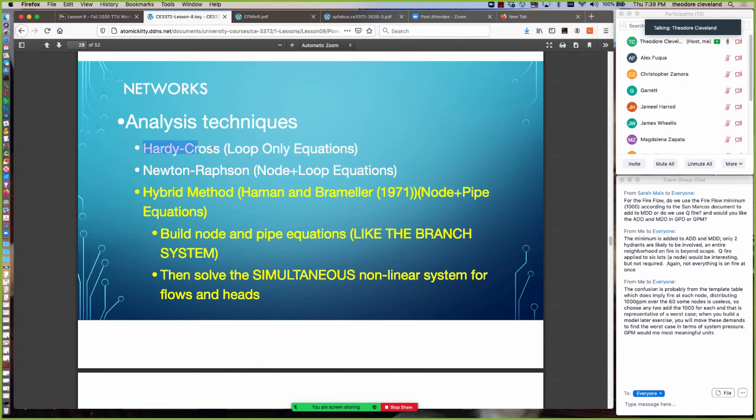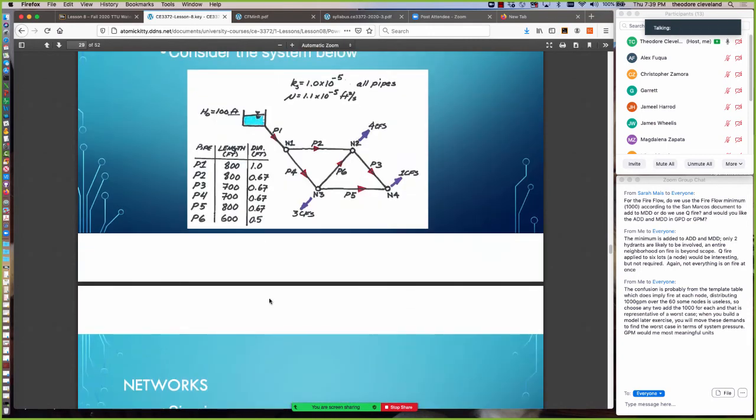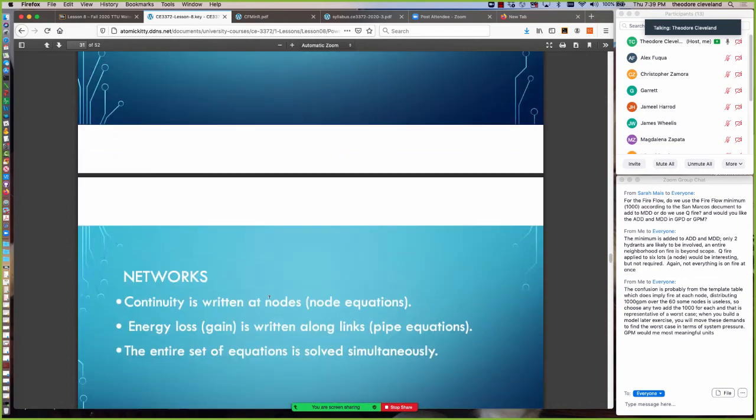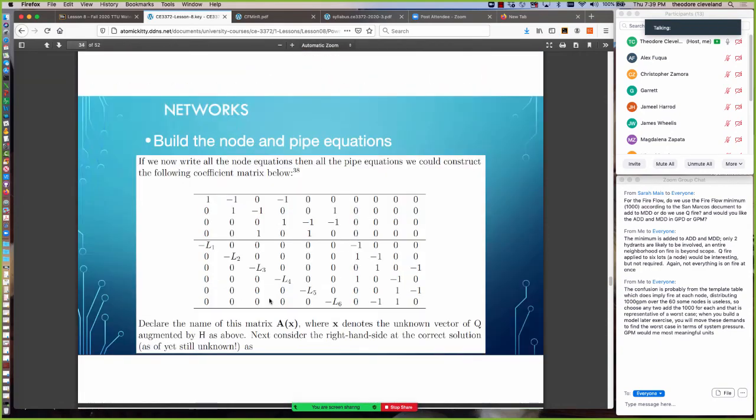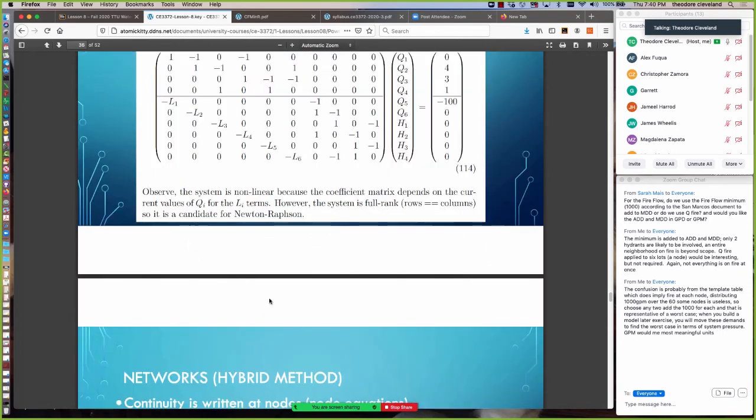So I mentioned Hardy-Cross. I showed you the Newton-Raphson technique, but we didn't do the node plus loop equations. And then what we just went through was the hybrid method by Hayman and Bray. And this is the example we're working on. Continuity is everything from the document.